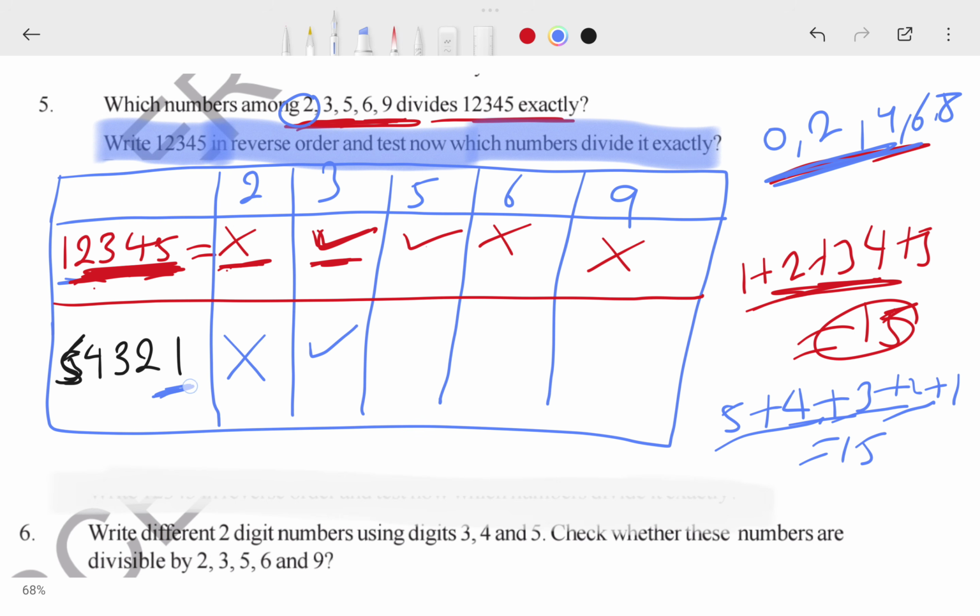For the 5, what is the rule of the 5? The end has to be 0 or 5. Okay? But here the end is 1 only, not 0 or 5. So it is not divisible by 5.